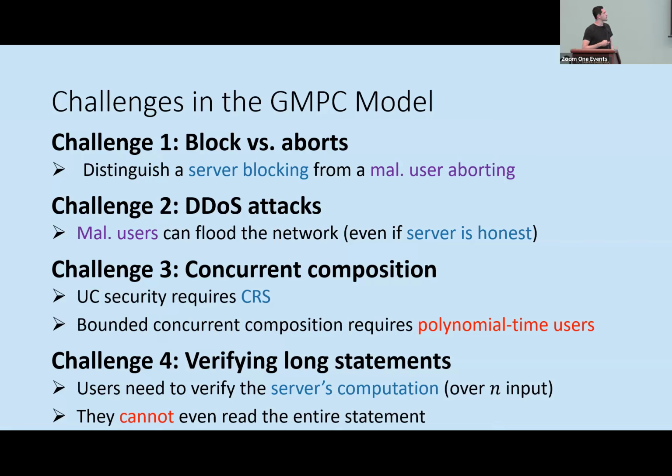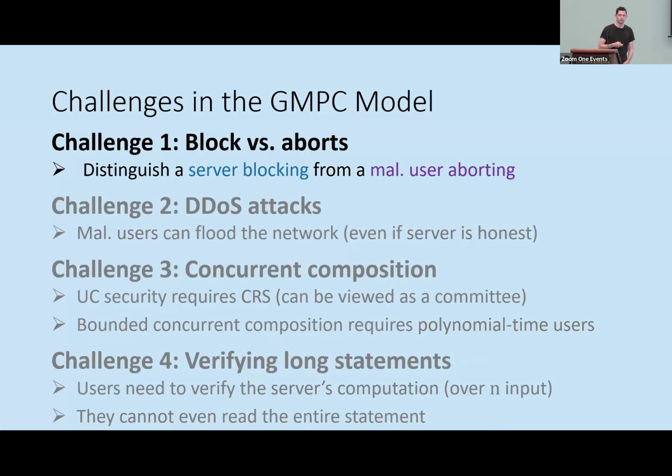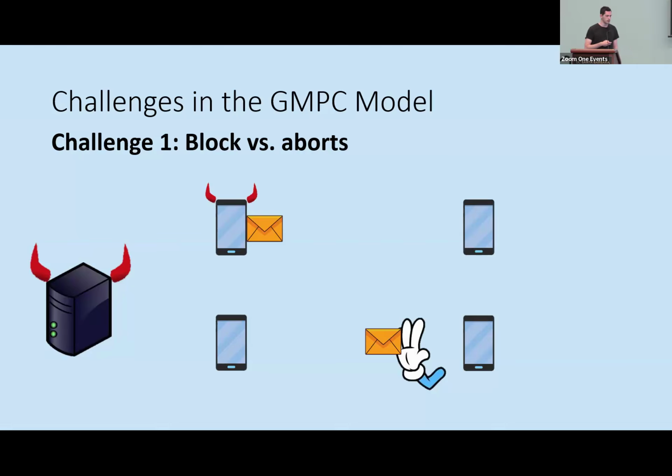Okay, so these are our 4 main challenges, and for the remaining time I have, I will talk about the first one, how to distinguish blocks from bots. So pictorially, this is the image. On the top, we have a malicious user not sending a message, and on the bottom, we have the malicious server blocking the message. Notice that the receiver cannot distinguish the 2 scenarios.